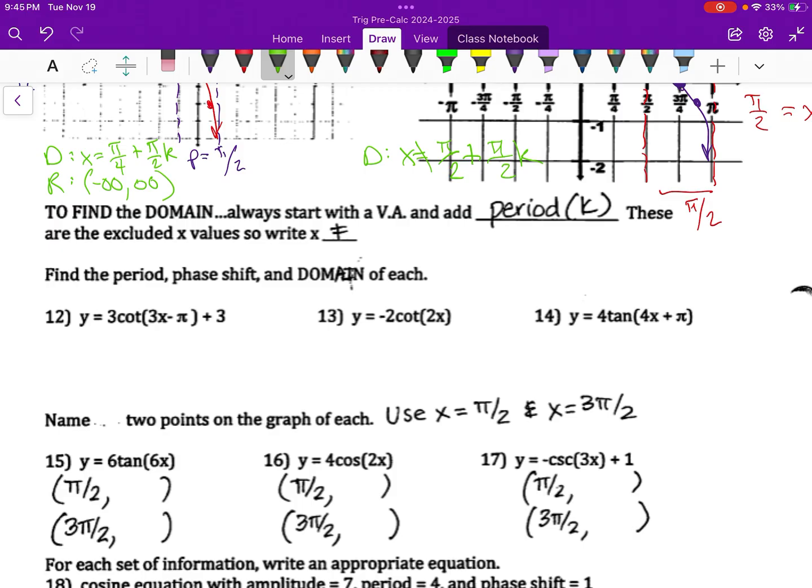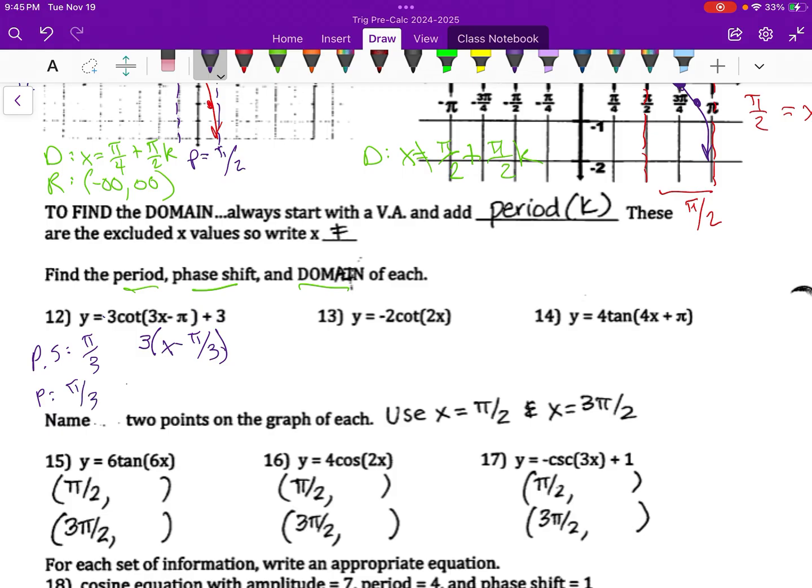Excluded values, period, phase shift, domain. Okay, that's kind of like, you really don't even need to graph it. You can come up with a lot of these things. The 3 taken out is x minus pi over 3. That's the part that I really need to pay attention to. Amplitude won't make any difference. Phase shift is already in there, so phase shift is equal to pi over 3. The period is going to be equal to pi over 3, which is really bizarre.